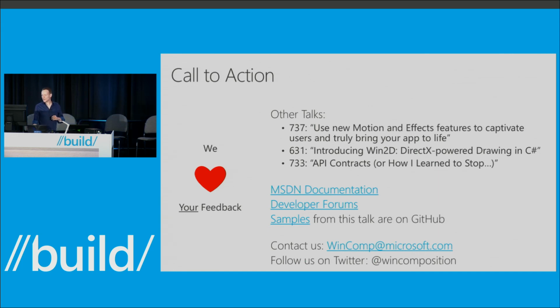The second one I referred to already from yesterday. This is talking about the Win2D API. So if you're interested in the particle fire and you want to learn more about that, that's a great talk. And the final one here is talking about API contracts. And this is interesting because it allows you to do feature detection on what APIs are available. And it's a great talk that Brent Recht is doing.